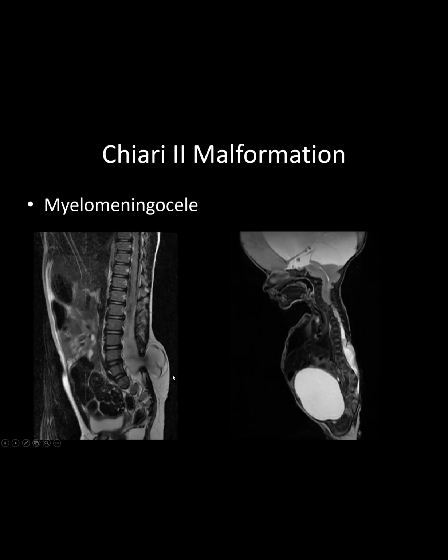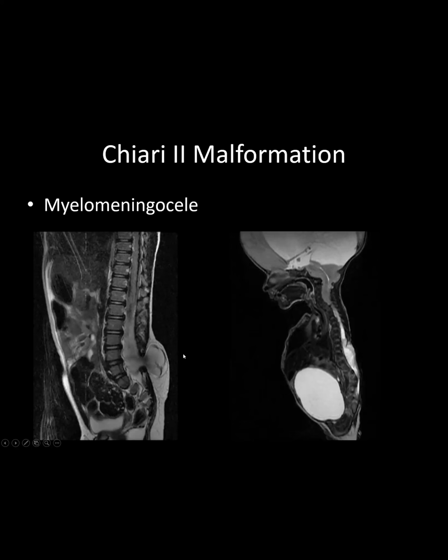If you look, it's kind of hard to see the distal cord. It might be over here, but if you look, there's a defect in the posterior elements that has meninges and CSF kind of herniating through with fat kind of overlying it. And this might be the same thing over here, but it's not as good of an example.